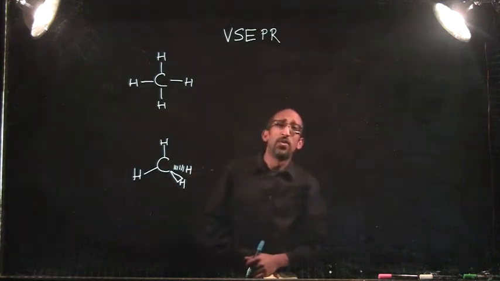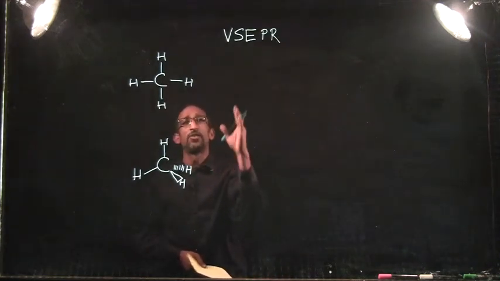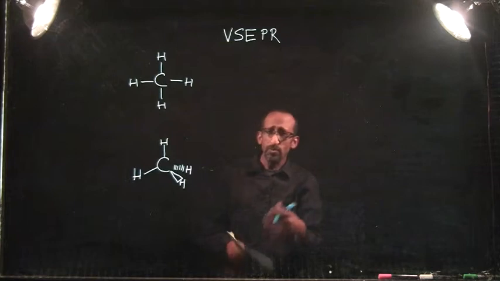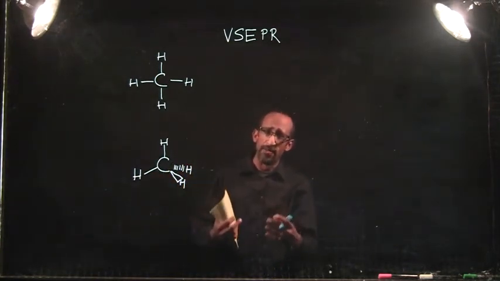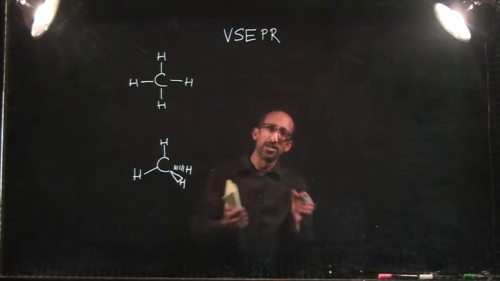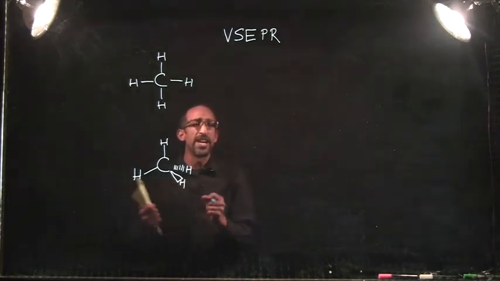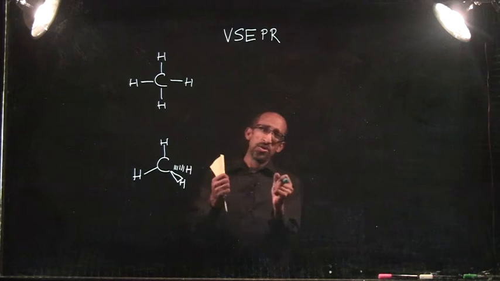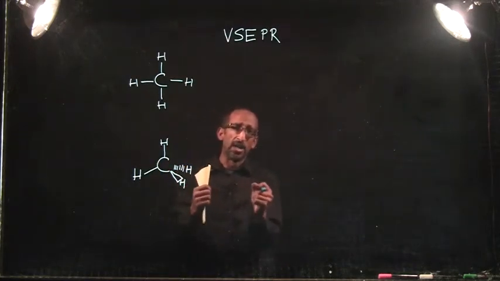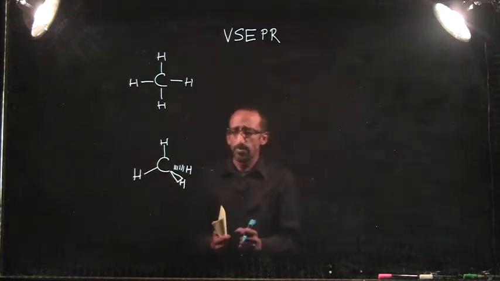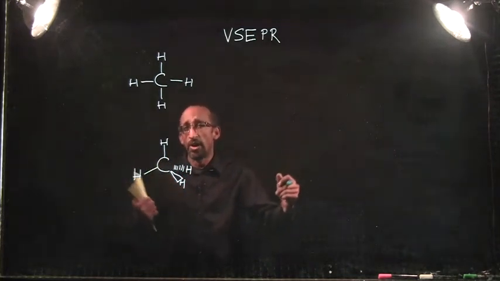VSEPR stands for valence shell electron pair repulsion, right? So we're looking at the electron pairs in the valence shell around some atom, and we know that because these electron pairs are negatively charged, and 2 negatively charged things don't want to approach each other, these similar charges want to repel each other, they're going to repel as far apart as possible.